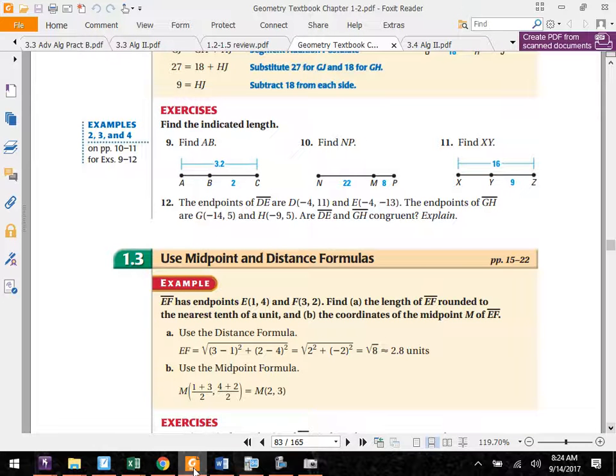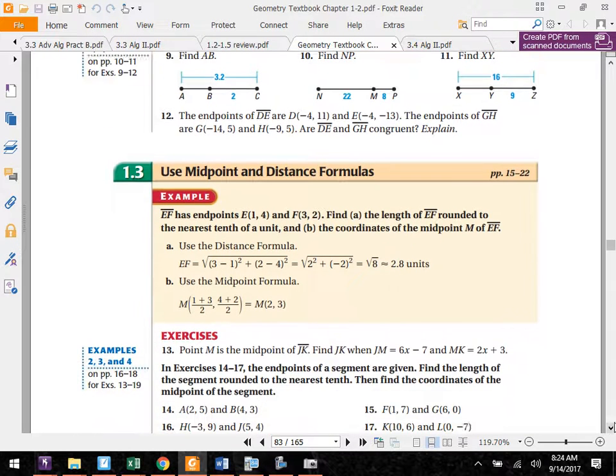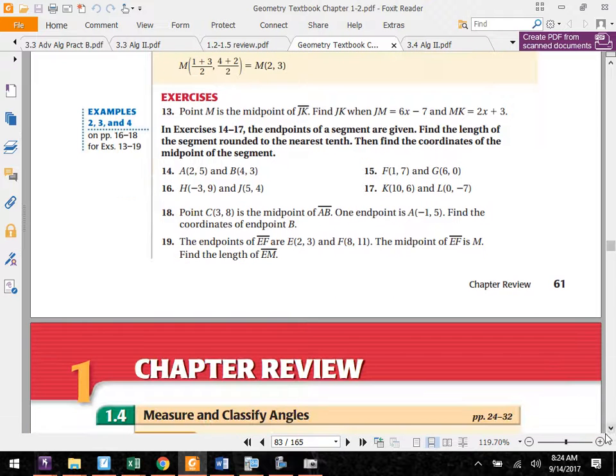You said 14? The instructions here tell us to find the length of the segment and then find the midpoint. So you have to do both parts again. Find the distance.